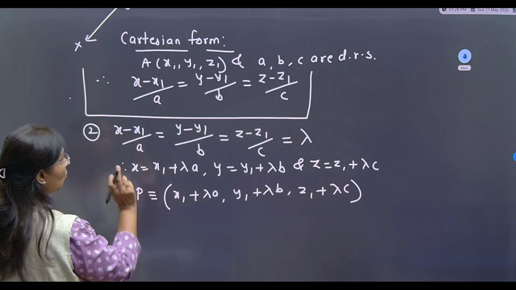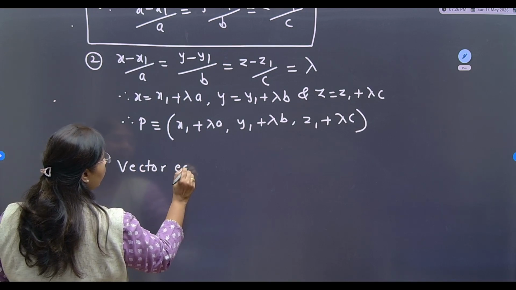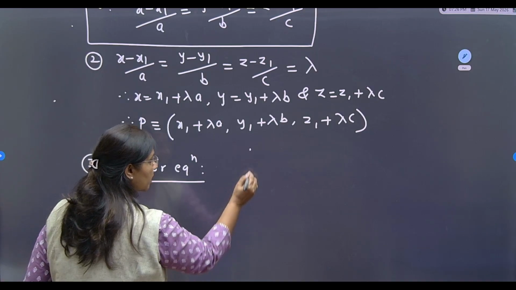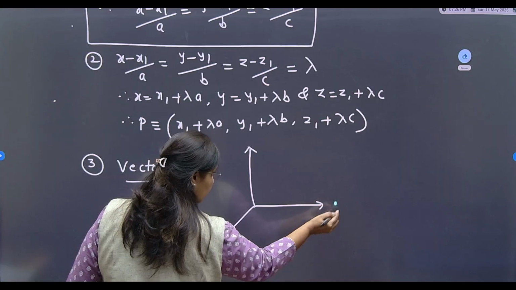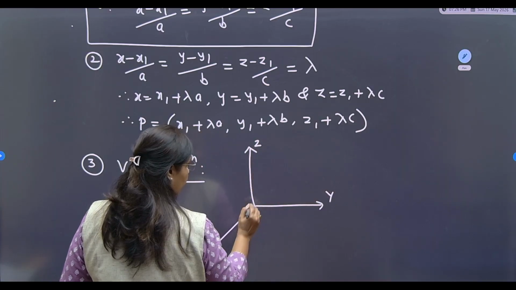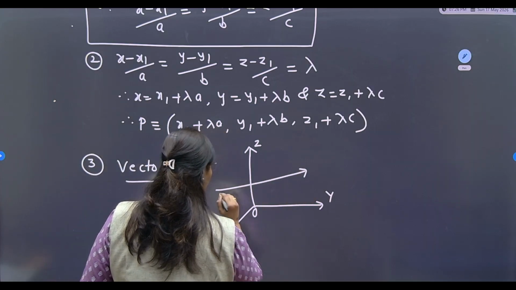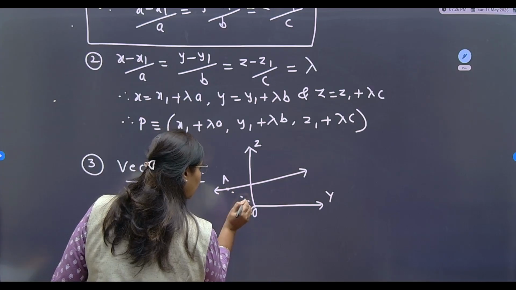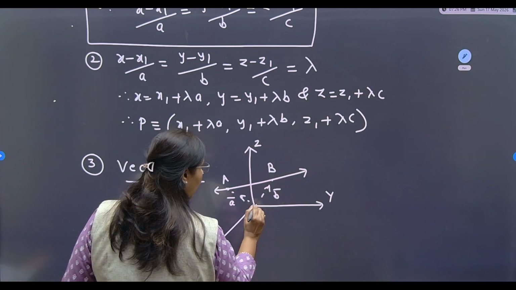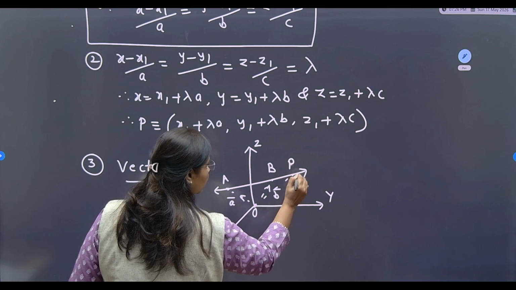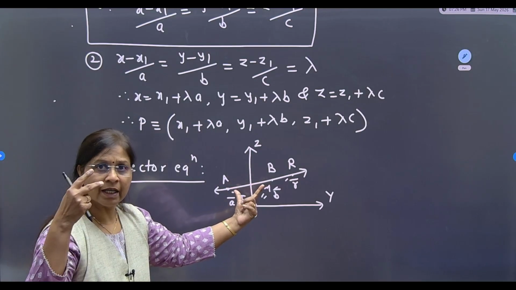Next point number 2 done. Then next, number 3: vector equation of a line passing through two points. Here are the x, y, z axes and origin O. The line passes through two given points A, whose position vector is A bar, and B, whose position vector is B bar, and R bar is the position vector of any point R. A and B are the two given points.